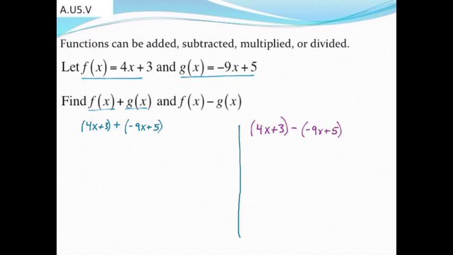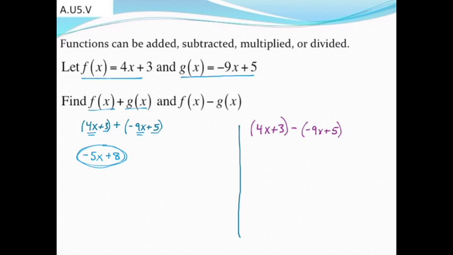So when I'm adding, I want to go ahead and add up any like terms that I have. So a 4x and a negative 9x are like terms, so those will add up to negative 5x. And then, of course, positive 3 and positive 5 are like terms. 3 plus 5 gets me 8. So that new expression becomes the sum of the two functions. So negative 5x plus 8 is what I'm looking for.